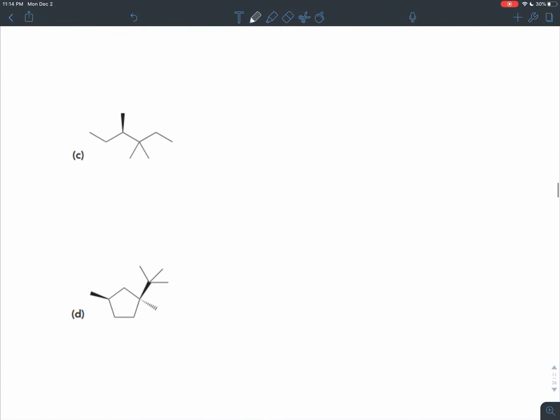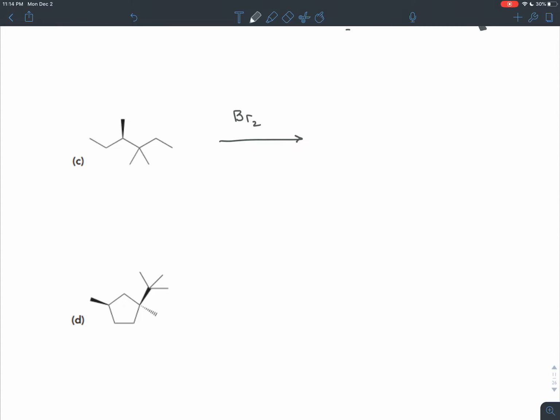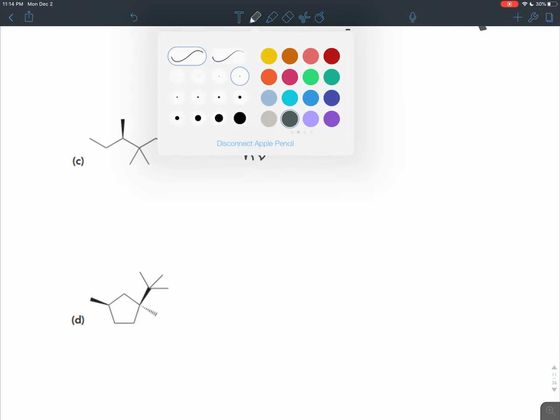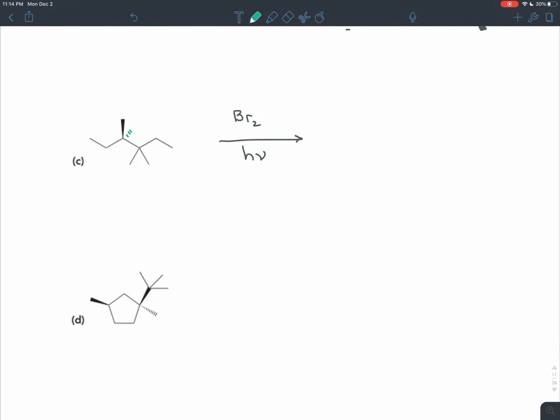Okay, let's try C. So what would happen if we treated this with molecular bromine in the presence of light, represented by H, Planck's constant, times nu, the frequency of the light? This creates 2 radicals. One of those radicals rips off a hydrogen here, and the hydrogen would be the one that's attached to the chiral center, because it's the most substituted position on the molecule that has a hydrogen.